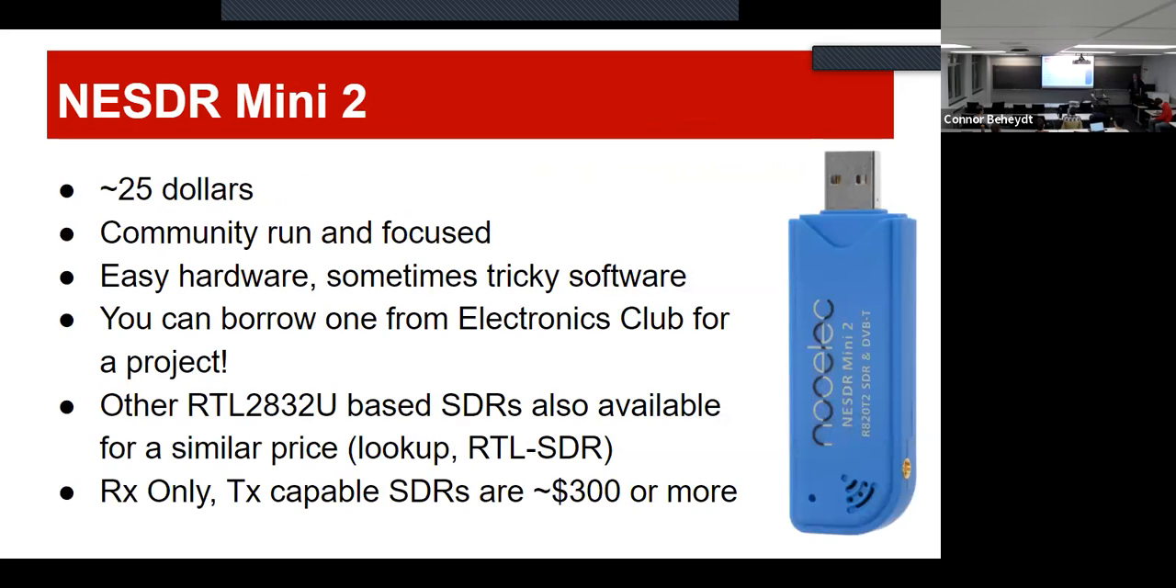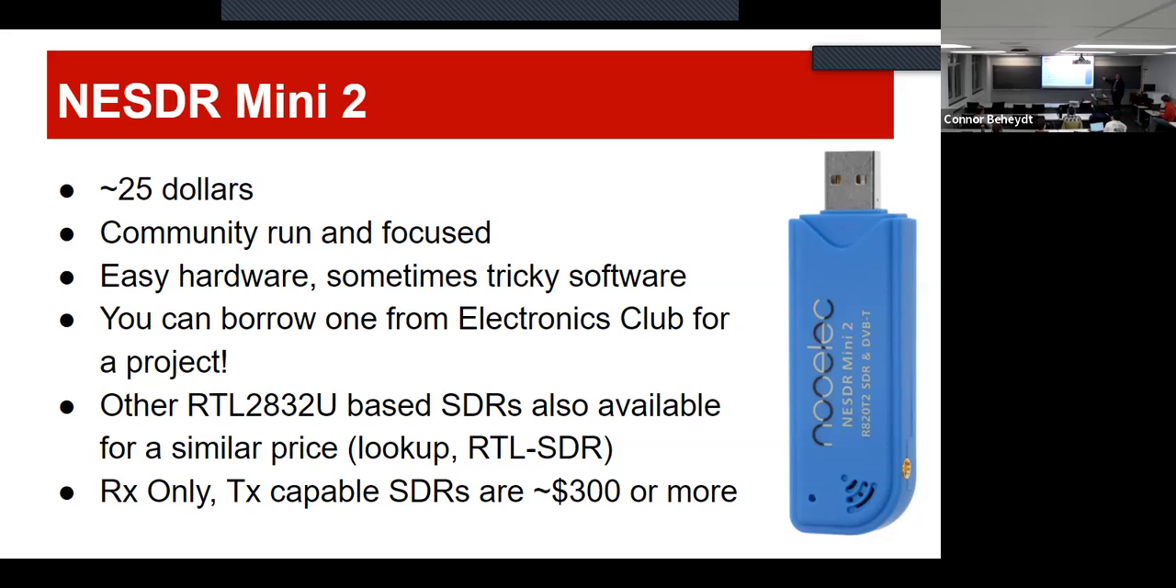So the SDRs we'll be using tonight are the SDR Mini 2. They're about $25. They're based on a chip called the RTL2832U. It's a Realtek component chip, originally designed for TV tuners, that people discovered could actually be tuned to pretty much the entire frequency band. It's a really cheap chip used over in Europe for TVs. But any RTL-based SDRs are about $30.